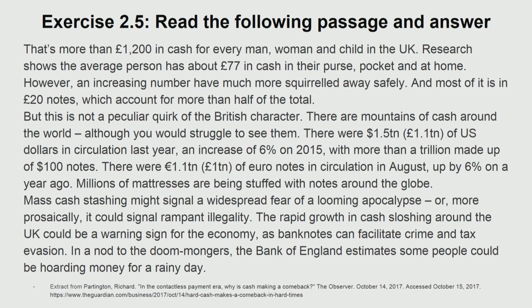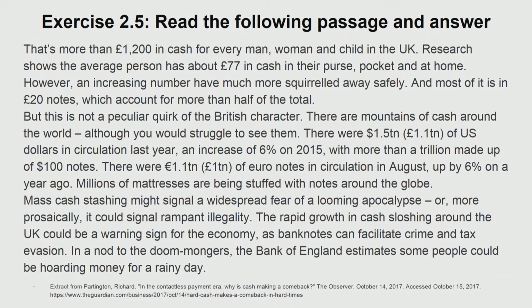Next one, look at the passage here. Read the following passage and answer. There's more than 1200 pounds in cash for every man, woman and child in the UK. Research shows the average person has about 77 pounds in cash in their purse, pocket and at home. However, an increasing number have much more squirreled away safely, and most of it is in 20-pound notes, which account for more than half of the total. But this is not a peculiar quirk of the British character. There are mountains of cash around the world, although you would struggle to see them.